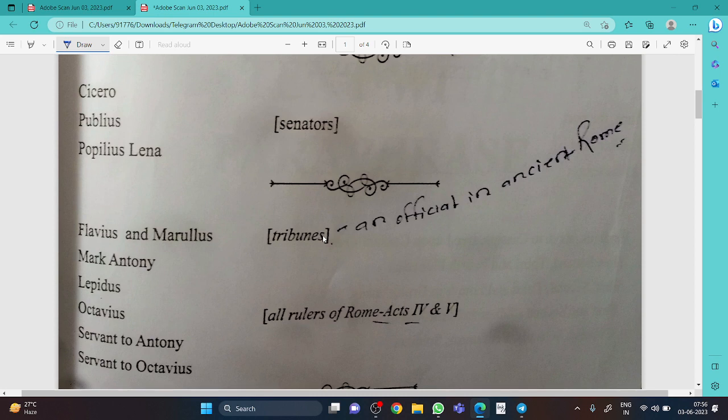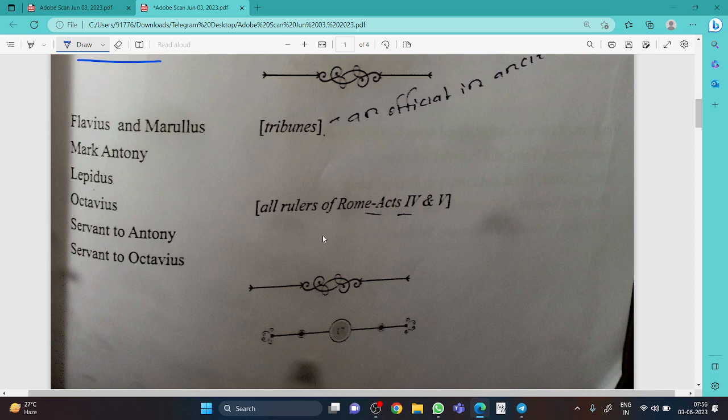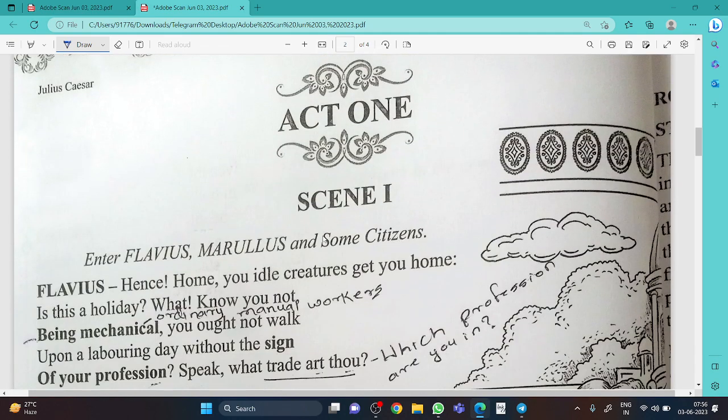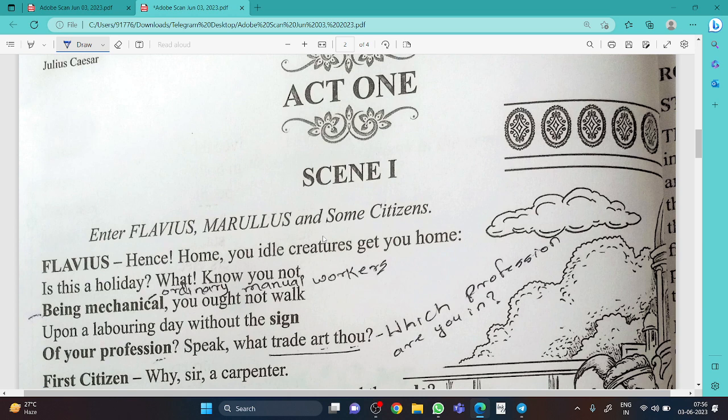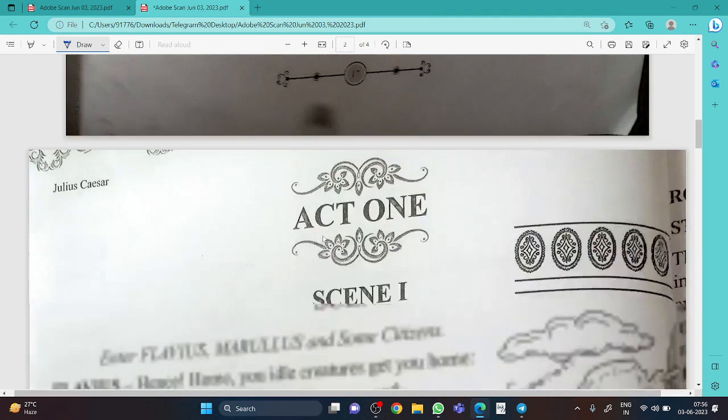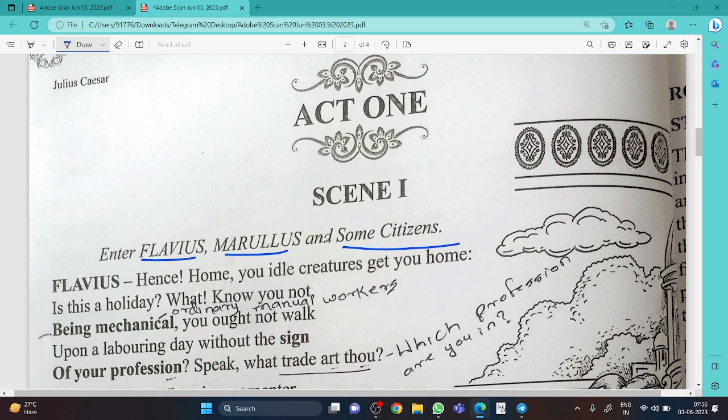And these are the senators: Cicero, Publius, Popilius Lena, and other characters are the tribunes, meaning, beta, an official in ancient Rome. These are the tribunes, the powerful people, as simple as that. Let's try to go line by line, beta. Try to understand here. Act 1 Scene 1. Enter Flavius, Marullus, and some citizens. These I have already discussed. These are all the tribunes, meaning officials in ancient Rome, powerful people, as simple as that.